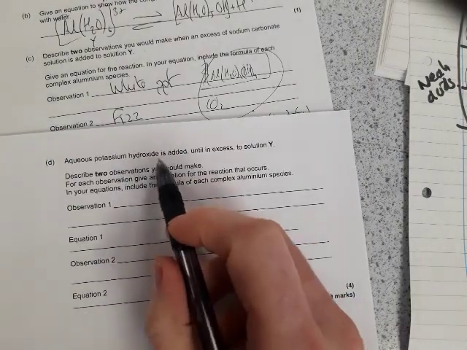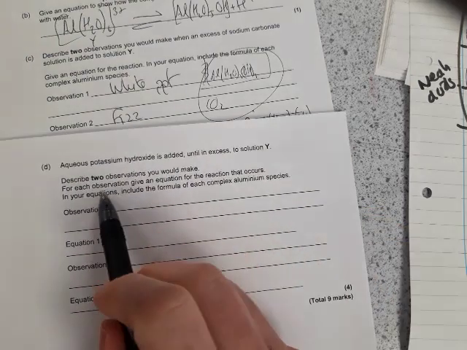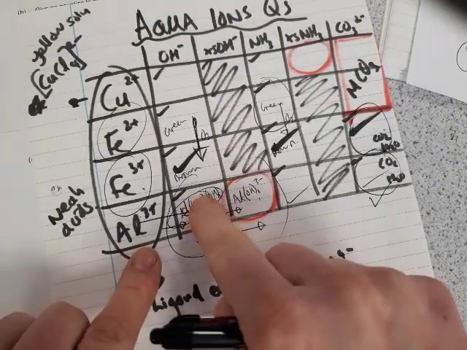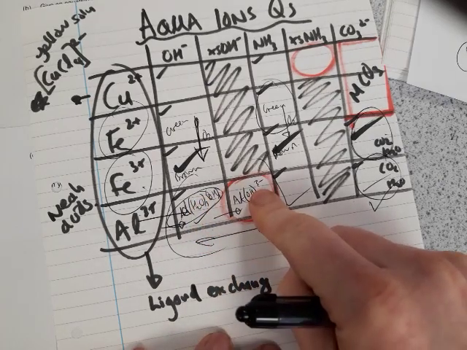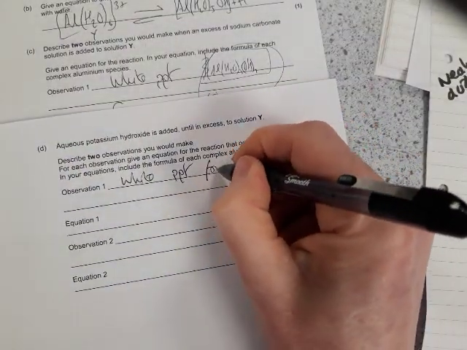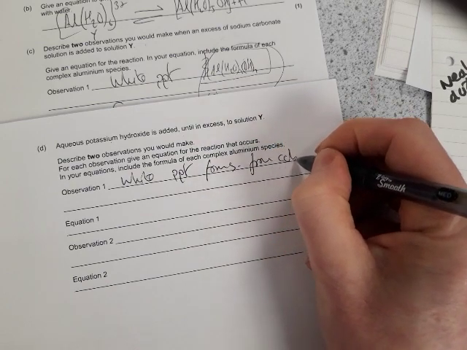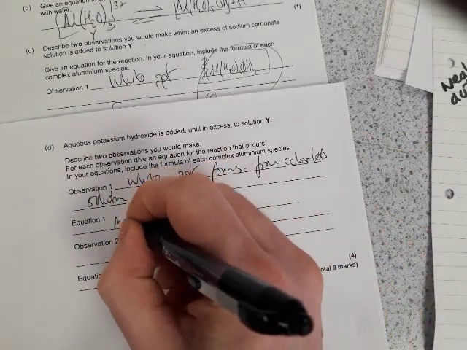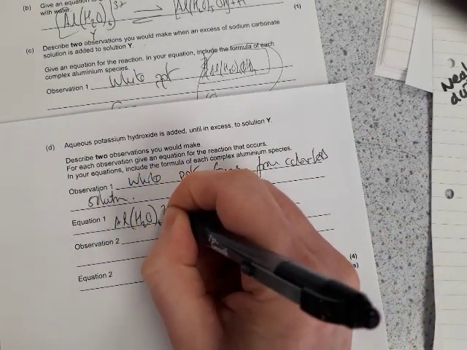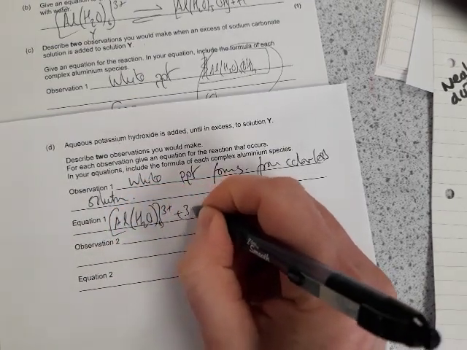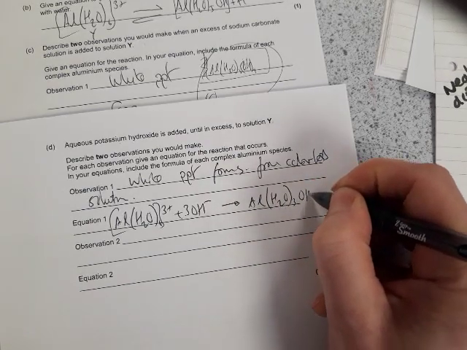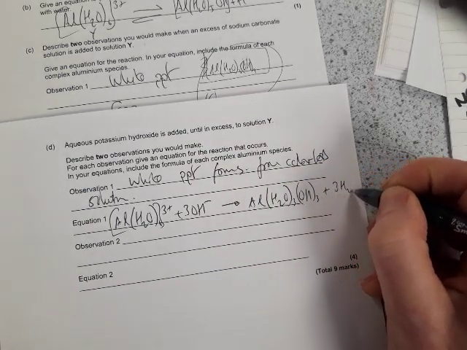Alright, describe 2 observations you would make. Potassium hydroxide in excess. Observation 1: firstly, you get a white precipitate. Look, white precipitate forms here. We're then going to say in a minute the white precipitate dissolves and gives a colourless solution. White precipitate forms from a colourless solution. My writing is abysmal when I write fast, but whatever. Equation 1, so that's Al(H2O)6 3+. Let's do the white precipitate, so you get 3 OH minuses. It's going to make Al(H2O)3(OH)3, and it's going to make 3 H2O.